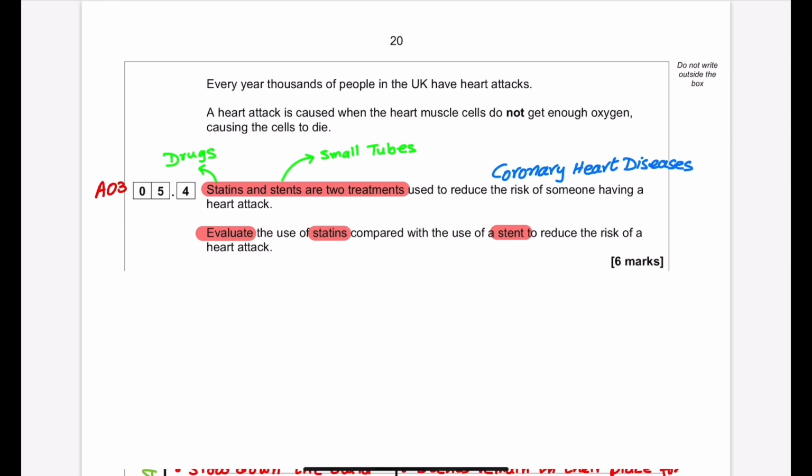This question is from coronary heart diseases, and students must have the information what are statins and what are stents. Statins are actually the drugs which are used by the people to minimize or lower down the level of cholesterol in the body. High cholesterol level can increase the fats in the arteries, which can lead towards the heart attack. Whereas stents are the small tubes which are injected in the arteries to open the arteries for the blood flow.